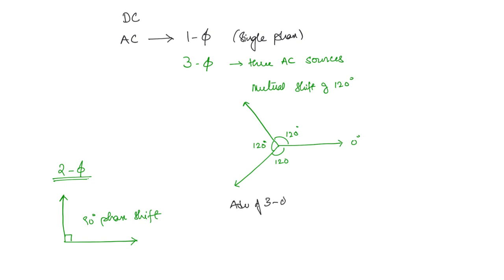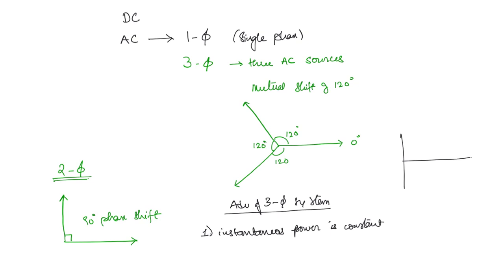Advantages of three-phase system. The very first advantage is that the instantaneous power is constant. We have seen in a single phase system, the power had an average value and a pulsating component as well. But in case of three-phase system, the instantaneous power value is going to be constant. We will discuss the derivation later.